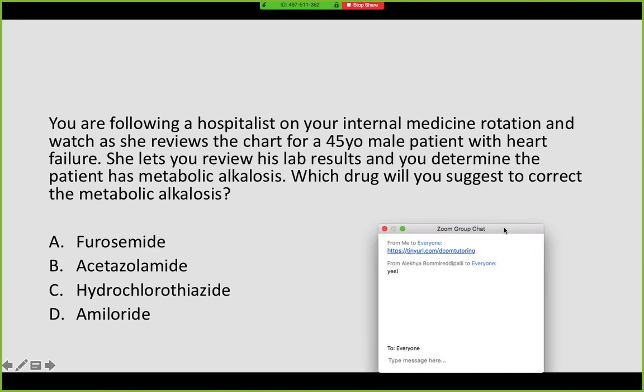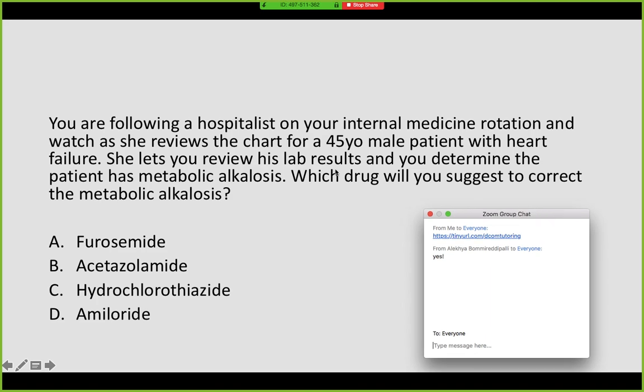All right, so I have a few practice questions. You're following a hospitalist on your internal medicine rotation, and you watch as she reviews the chart for a 45-year-old male patient with heart failure. She lets you review his lab results, and you determine the patient has a metabolic alkalosis. Which drug will you suggest to correct the metabolic alkalosis?